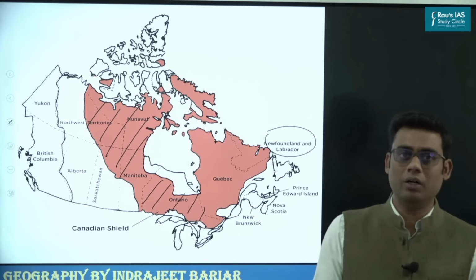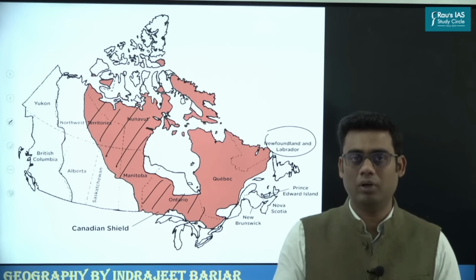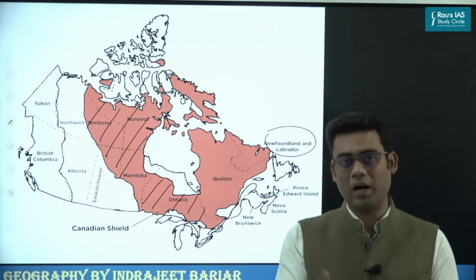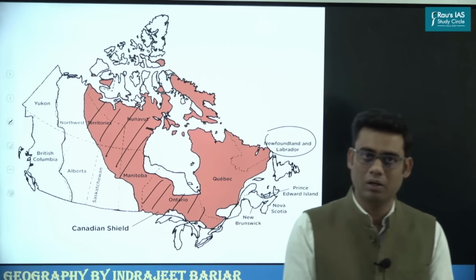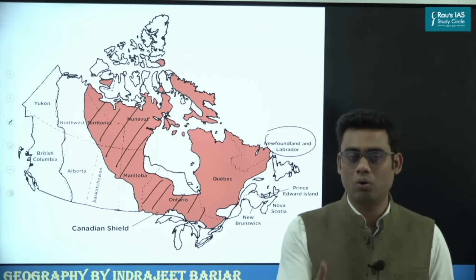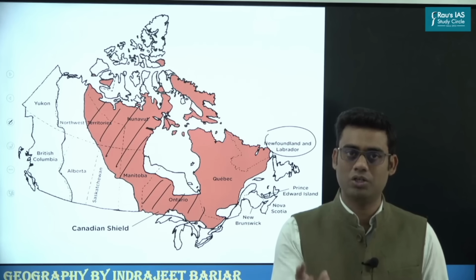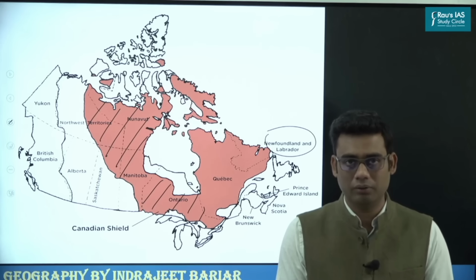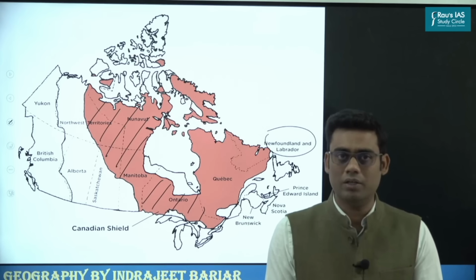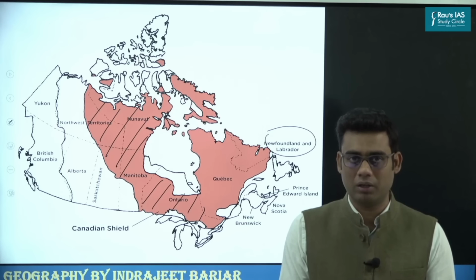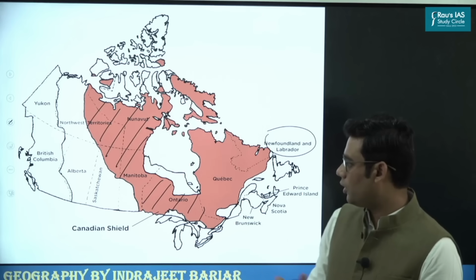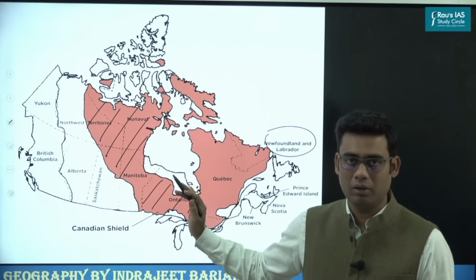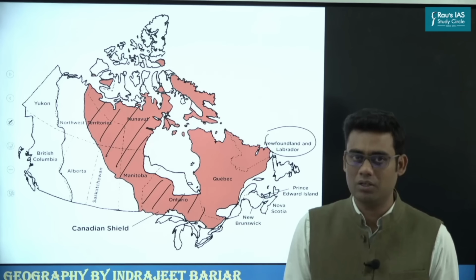Now, the Canadian Shield is considered to be one of the oldest core landmasses of North America. In fact, when North America was a part of Laurasia, this Canadian Shield formed the core continental landmass of Laurasia. And that's why it is also called the Laurentian Shield. It is extremely rich in metallic minerals, which becomes a very important source of mineral resources for the industries nearby. So first physiographic division, that is the Canadian Shield.